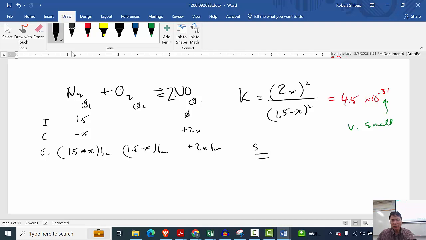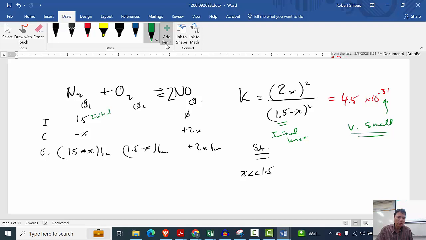And so we're going to apply the simplifying assumption, the SA here. The SA is just going to assume that x is much, much smaller than 1.5. This is even before we know what x is. And the only reason we're going to take that guess is because of the k value. The k value is kind of small, and we have a significant amount of initial. So initial is large. And so here the initial is large. Here the initial is nothing. The initial is 0. Which is nothing.